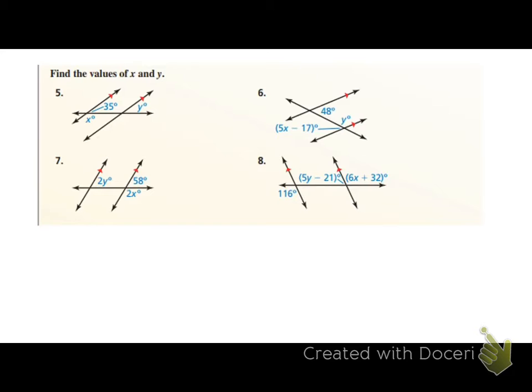So what do we want to find, x or y first? Sure. What relationship does y have with 35? They're corresponding. What do we know about corresponding angles that sit on 2 parallel lines? They're congruent. So what does y equal? 35.